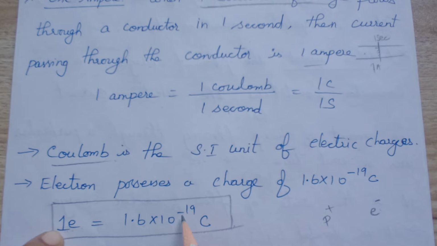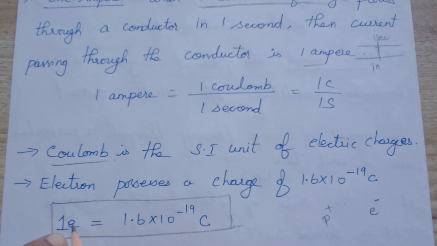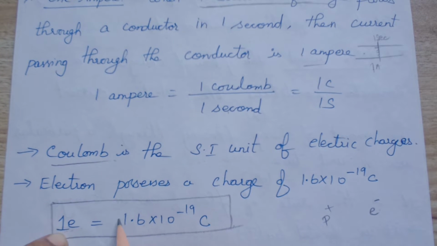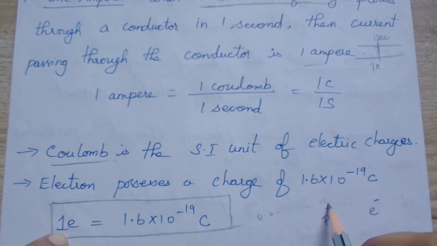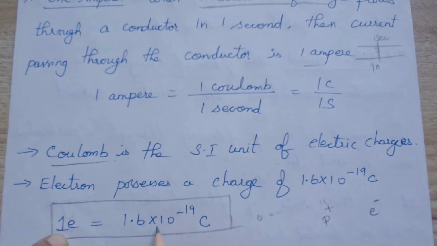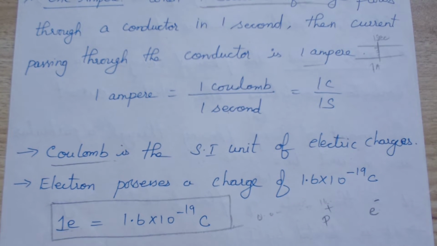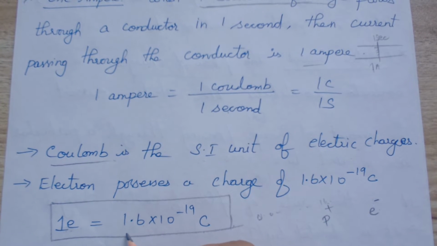1.6 into 10 to the power of minus 19 coulomb. Very little charge. 10 to the power of minus 19 means how many zeros? 0.00000016 and so on, it would have that much charge. We write it as 1.6 into 10 to the power of minus 19 coulomb. One electron possesses only this very small amount of coulomb.